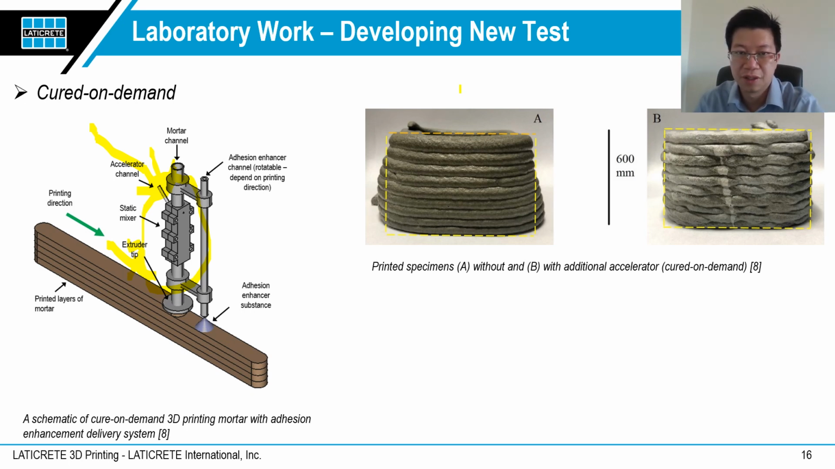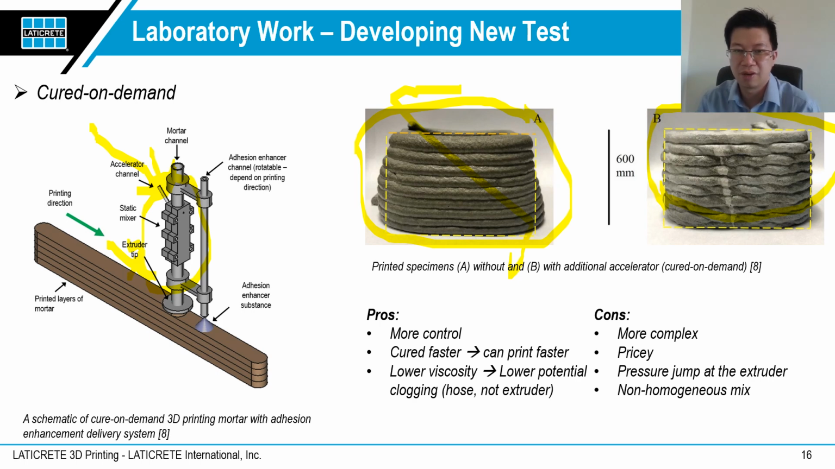This method is proven to have the potential in reducing the deformation of the printed structure. You can see here that the materials without accelerant deform more significantly than the materials with accelerant. Furthermore, however, with this method, it increased the complexity of the system, also increasing the price. This method, however, will enable us to use less viscous material, which obviously will reduce the potential clogging on the pump and also on the hose.